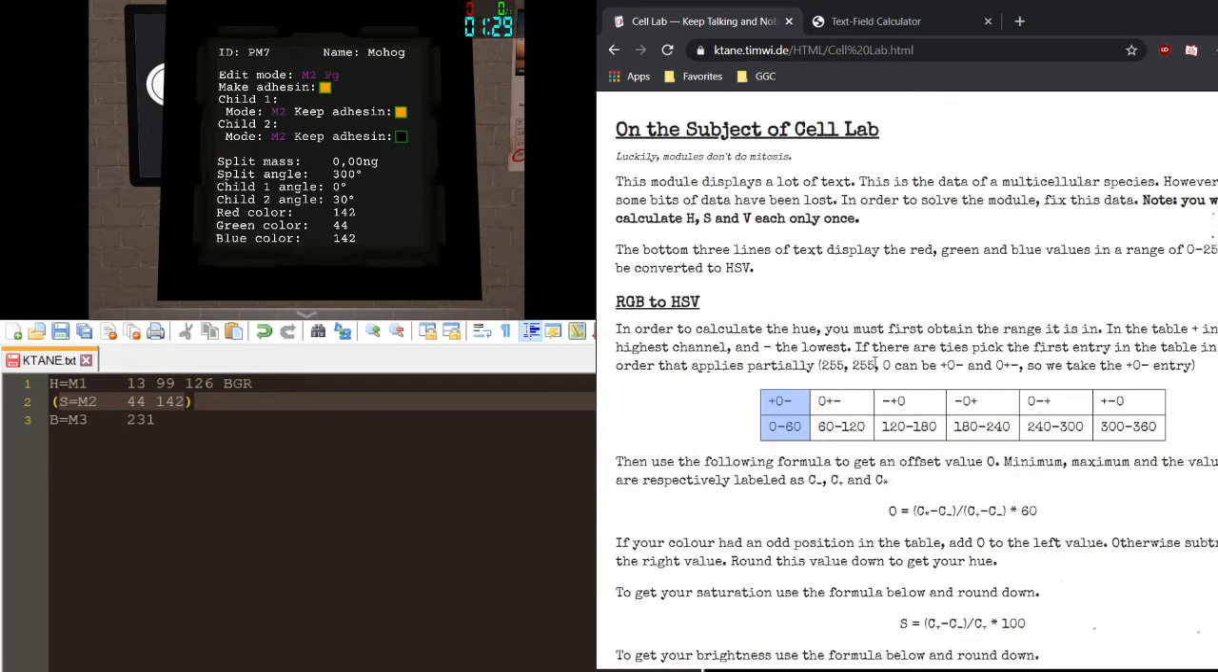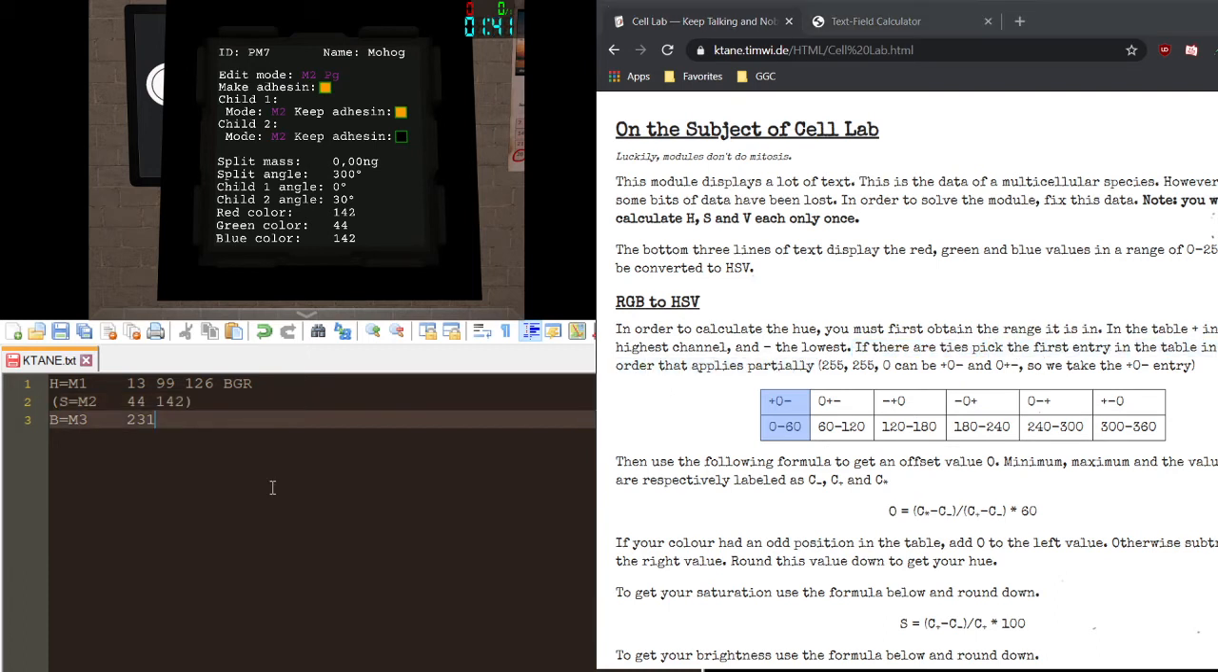Let's go to the hue entry. Let's say this just so happened to be the one that needed the hue, which it's not, but still. If there are ties, which there are, pick the first entry in the table in reading order that applies partially. So for this one, we have the lowest is definitely green, but red and blue are tied. So let's take our calculations to determine what the 0, minus, and plus is.